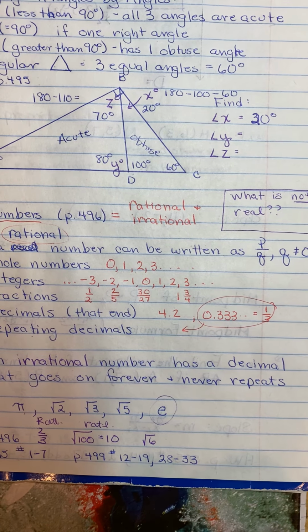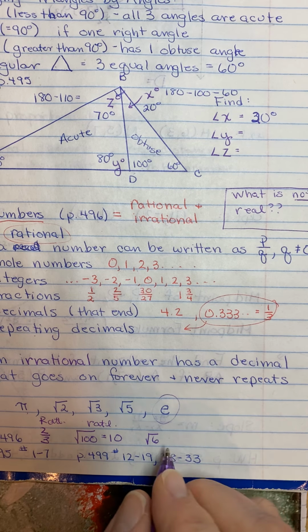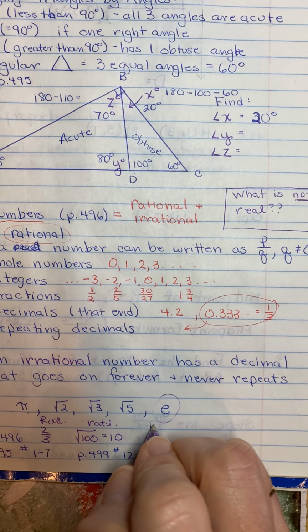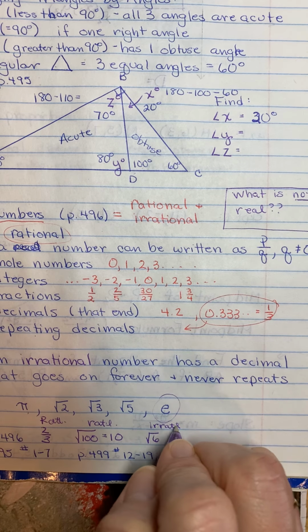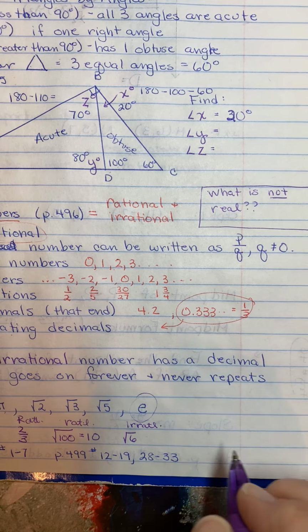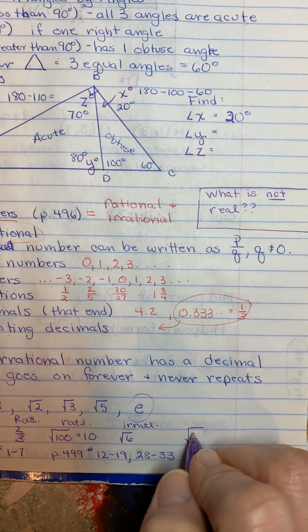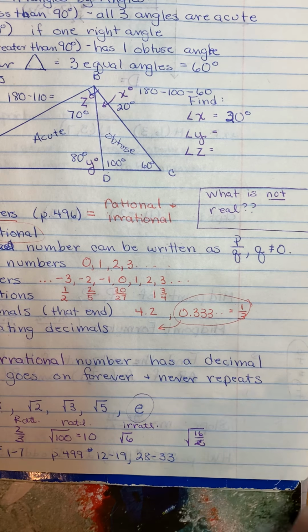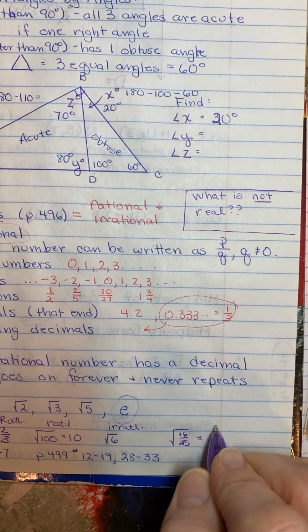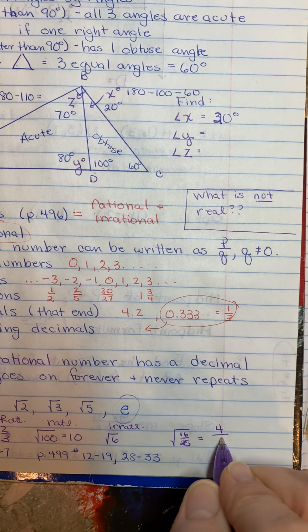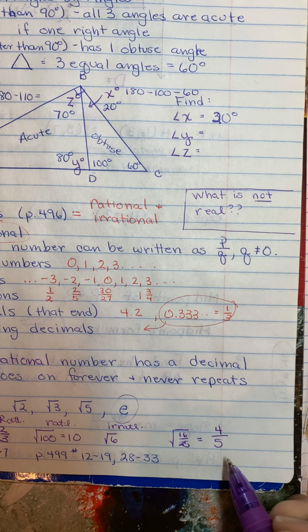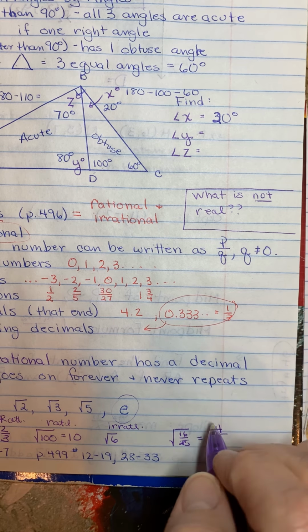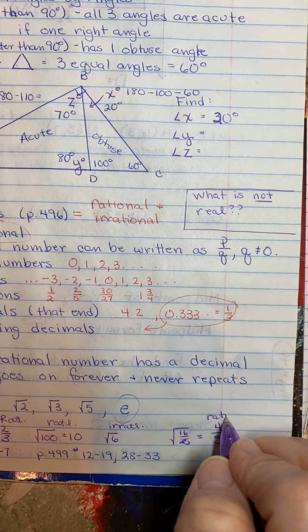The next number is the square root of 6. Is the square root of 6 a perfect square? The answer is no. So this would be irrational. And the last expression they give us is the square root of 16 over 25. The square root of 16 is 4, and the square root of 25 is 5. Since that does simplify to a fraction, this would be rational.